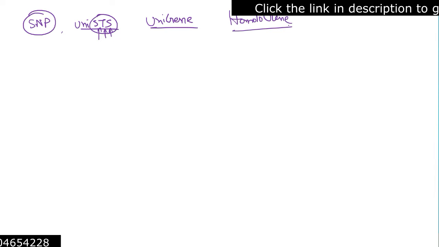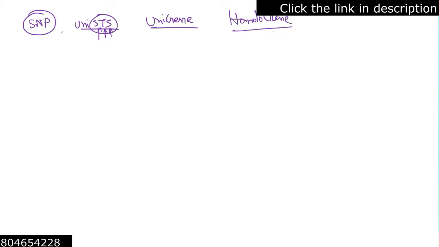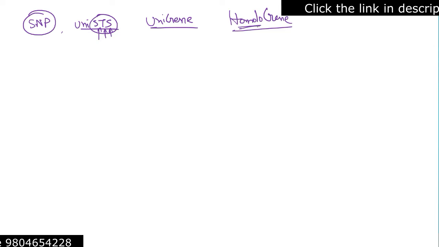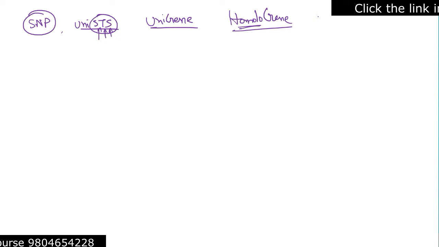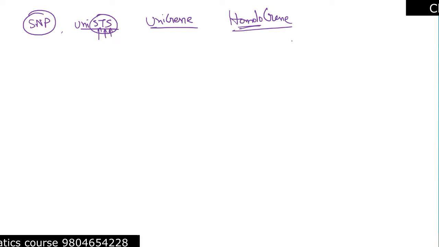HomoloGene. What is that? HomoloGene: Eukaryotic homology group. The database with eukaryotic homology groups. Then there is the Cancer Chromosomes database, where only the chromosomal aberrations related to cancer are present.